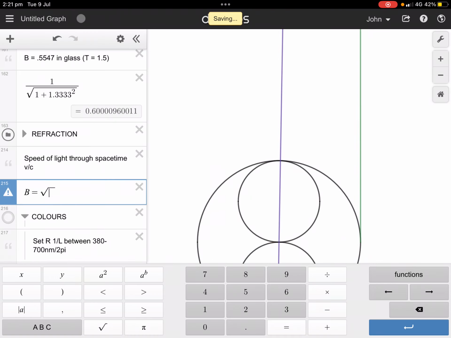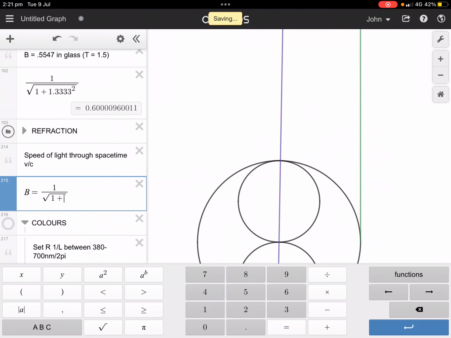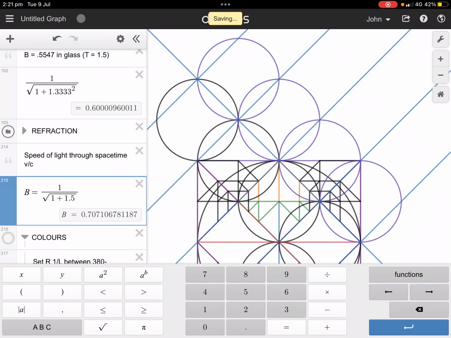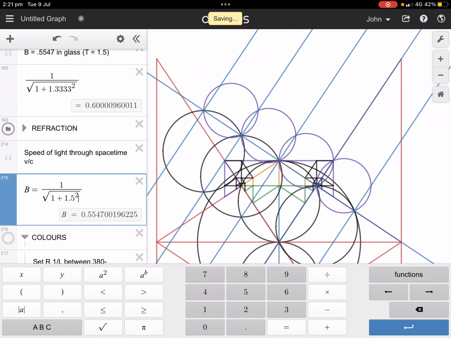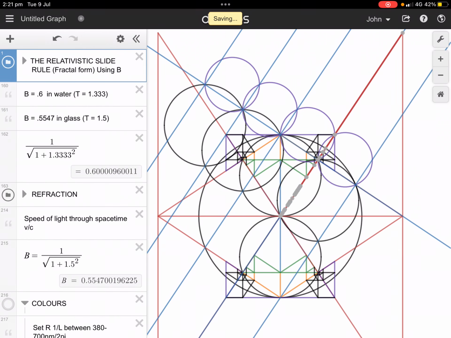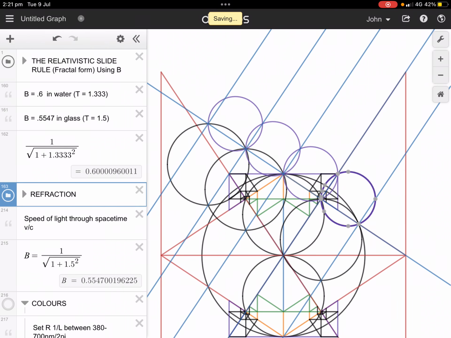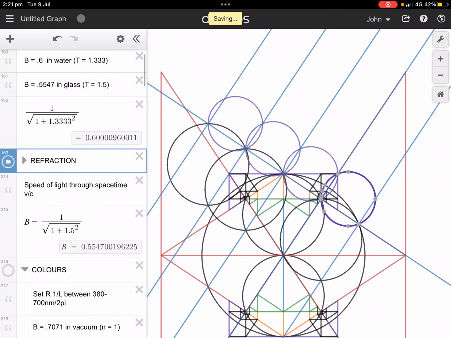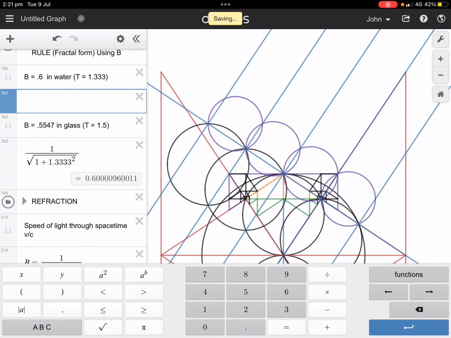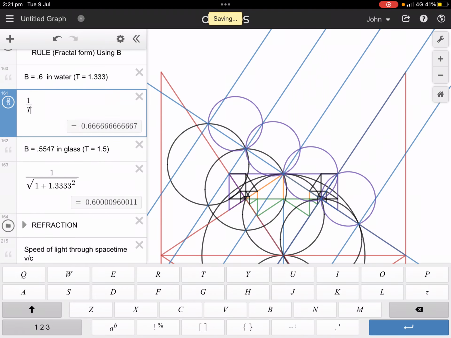So, 1 over the square root of 1 plus the refractive index of glass squared. Okay, you'll see that these lines are slightly closer together, and you see that the phase velocity will have dropped from 0.75 to about 2/3.